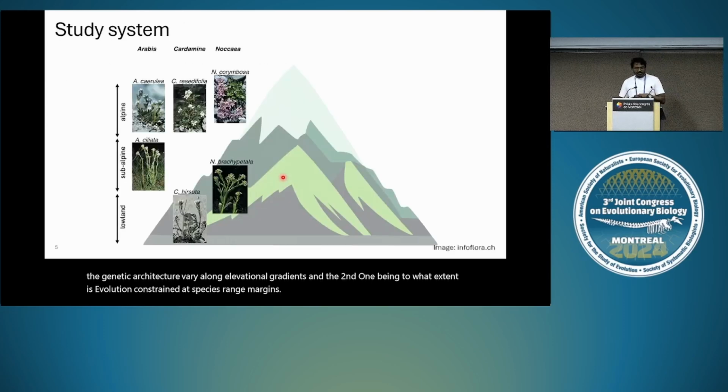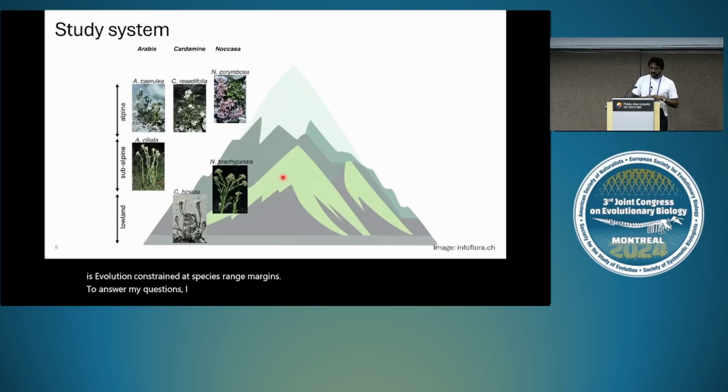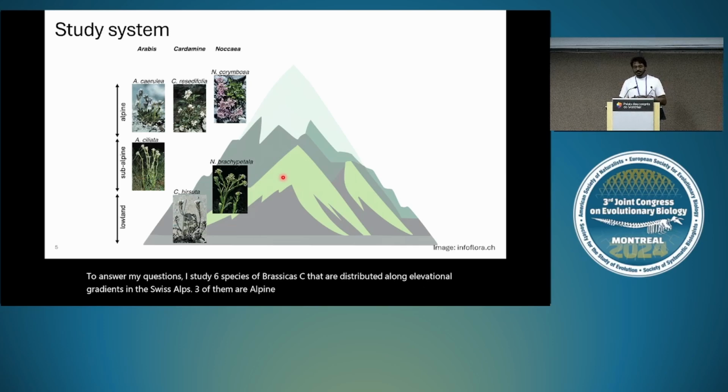To answer my questions, I study 6 species of Brassicaceae that are distributed along elevational gradients in the Swiss Alps. The 6 species are spread across 3 genera. Within each genus, I have an alpine species and its lowland or subalpine congener.